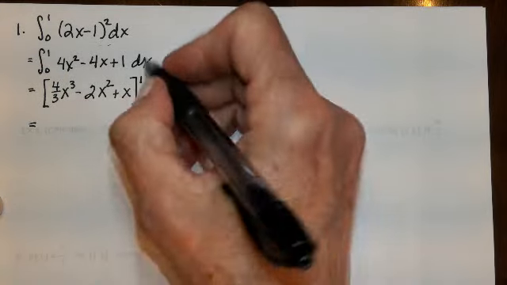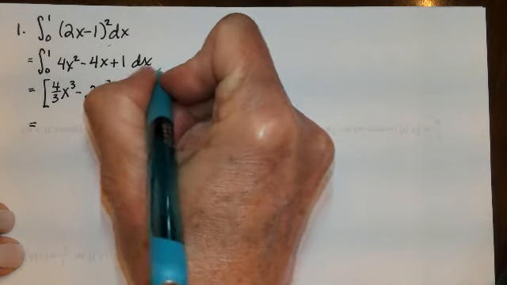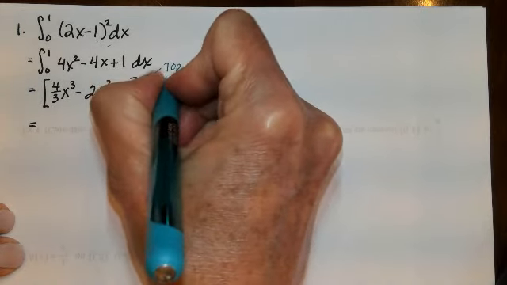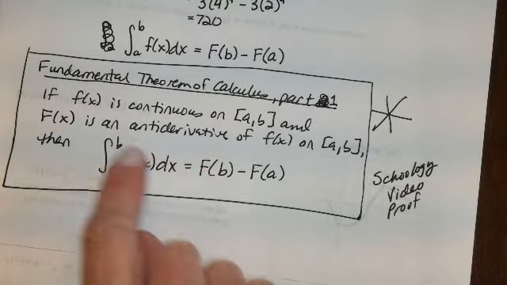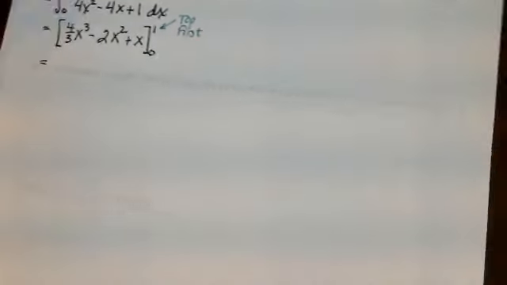Now we begin by plugging in the top boundary. Always do the top first. That's our B, right? That's our f of B, which in the fundamental theorem is the positive. F of B comes first. B is on top. So always do that top boundary first.